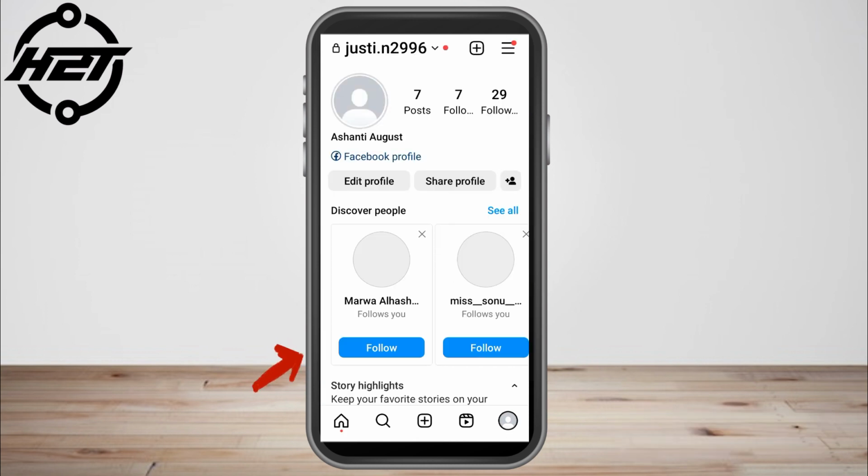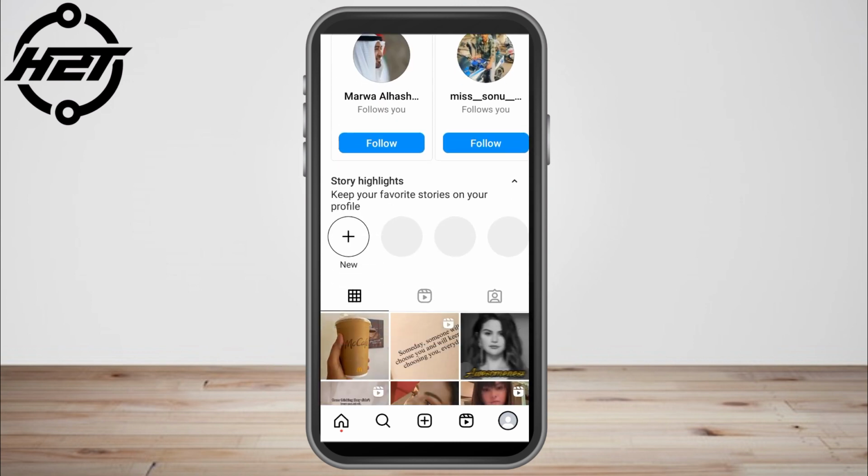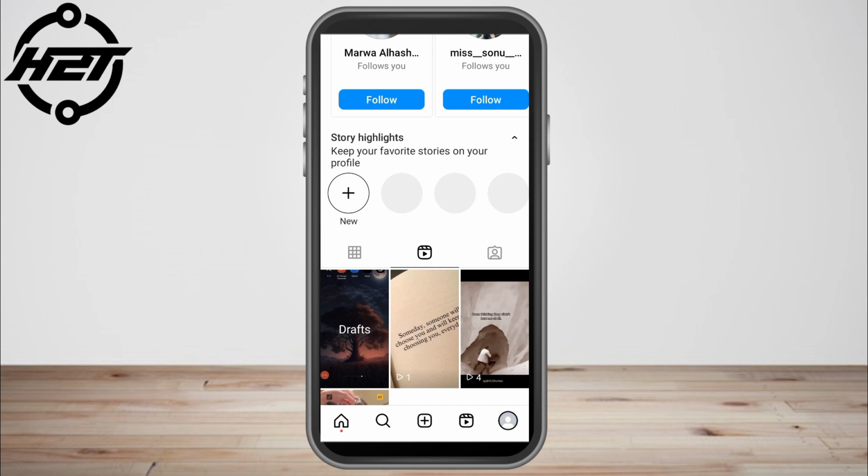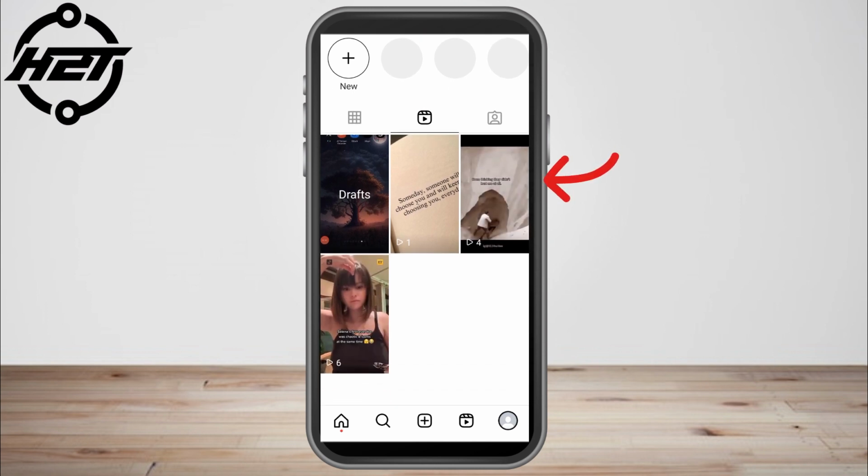But if you posted a video on your wall, or if you have posted reels on your Instagram account, unfortunately, it's not possible to see who viewed your videos. Okay, so you can only do this if you have added video to your Instagram story.